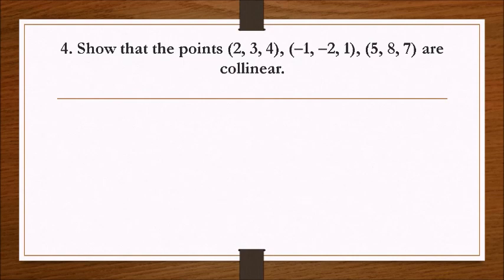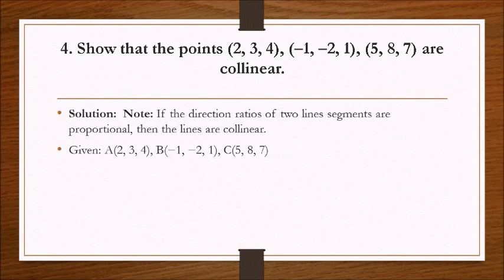Next, fourth question. Show that the points 2, 3, 4; minus 1, minus 2, 1; and 5, 8, 7 are collinear. Now, what is the meaning of collinearity? Collinearity means all the points lie on a straight line. Here, using the direction ratios, we can say, now consider a note: if the direction ratios of two line segments are proportional, then the lines are collinear.